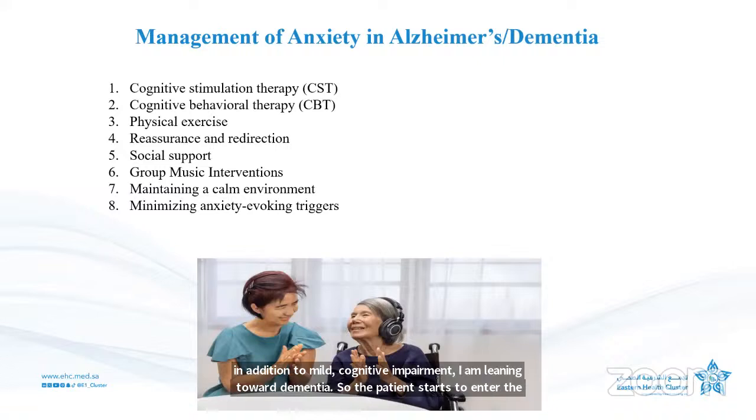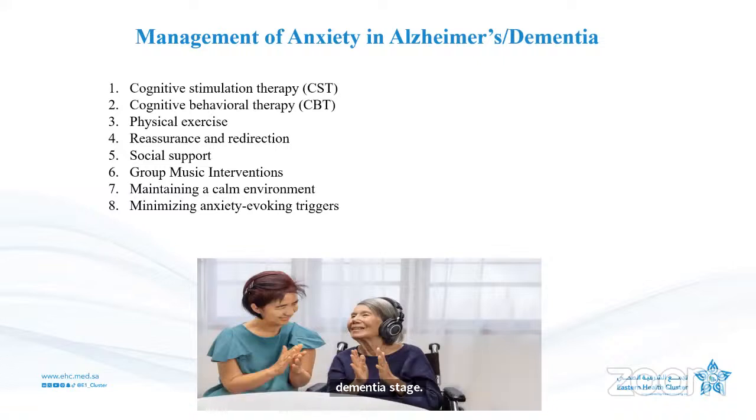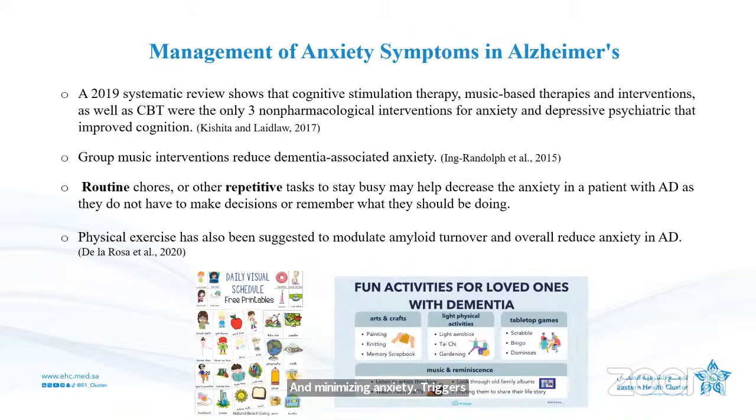Management of anxiety in Alzheimer's or dementia is similar to depression. However, we can add to it reassurance and redirection, social support, group music interventions, maintaining a calm environment, and minimizing anxiety-evoking triggers. So a 2019 systematic review showed that cognitive stimulation therapy, music-based therapies and interventions, as well as CBT, were the only 3 non-pharmacological interventions for anxiety and depression that improved cognition.